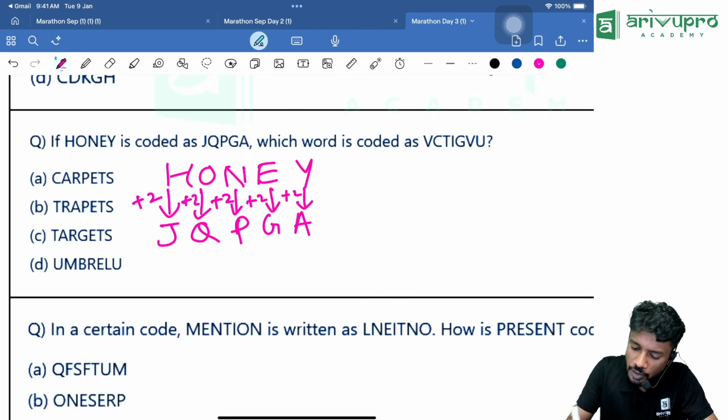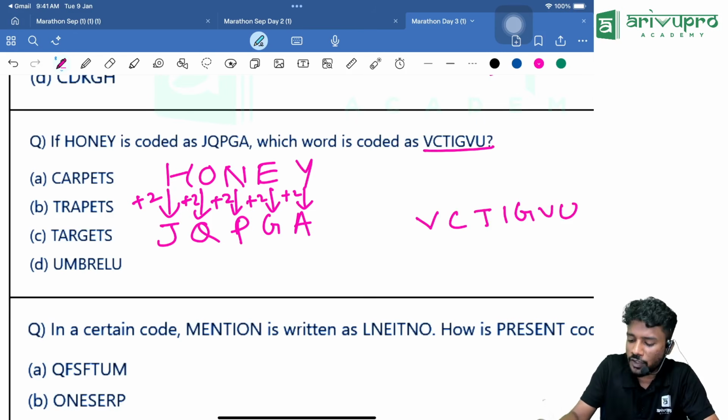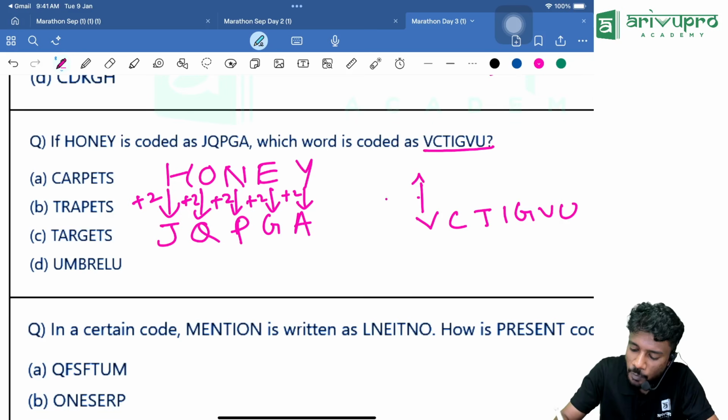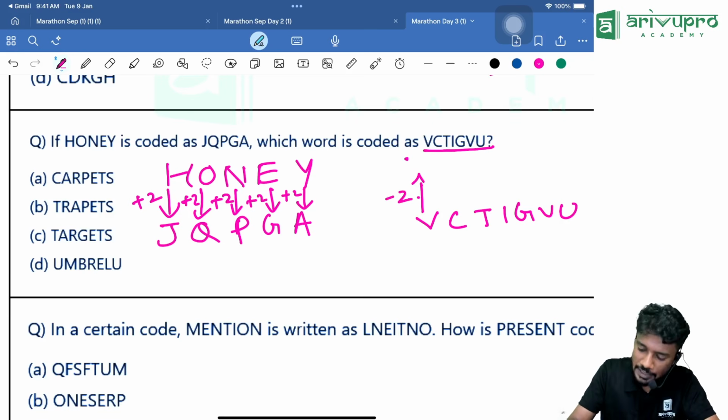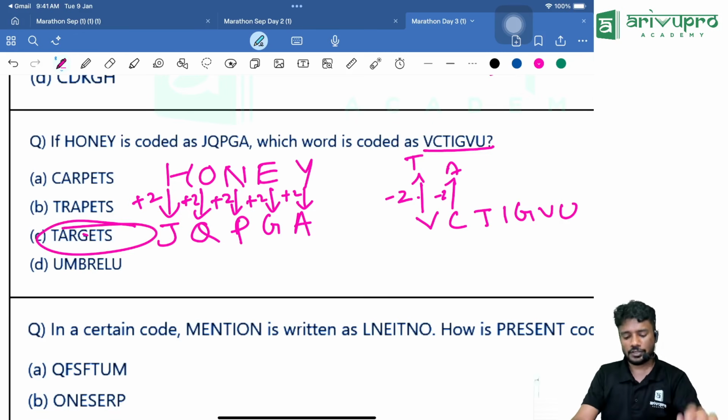Now you tell me which word is coded as VCTIGVU. So the code is given, and we need to find the word. So minus 2 we will take. T is there. Then C minus 2 is what? A. That means looking at it, it is TARGETS. Option C is your answer.